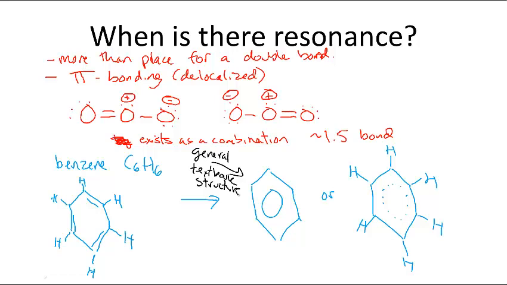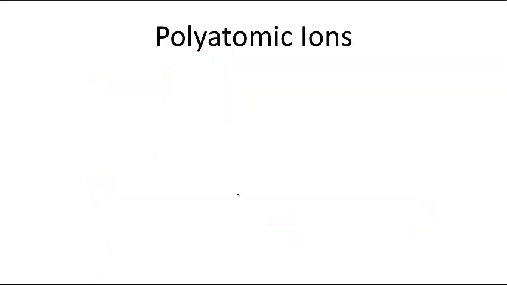All right. So this is your introduction to resonance. We're going to delve more deeply into it when we talk about hybridization. But you should just be able to recognize, okay, there's more than one place that I can put this double bond. So there might be multiple structures that I have to draw. All right. Does anybody need me to wait? Okay. Polyatomic ions.